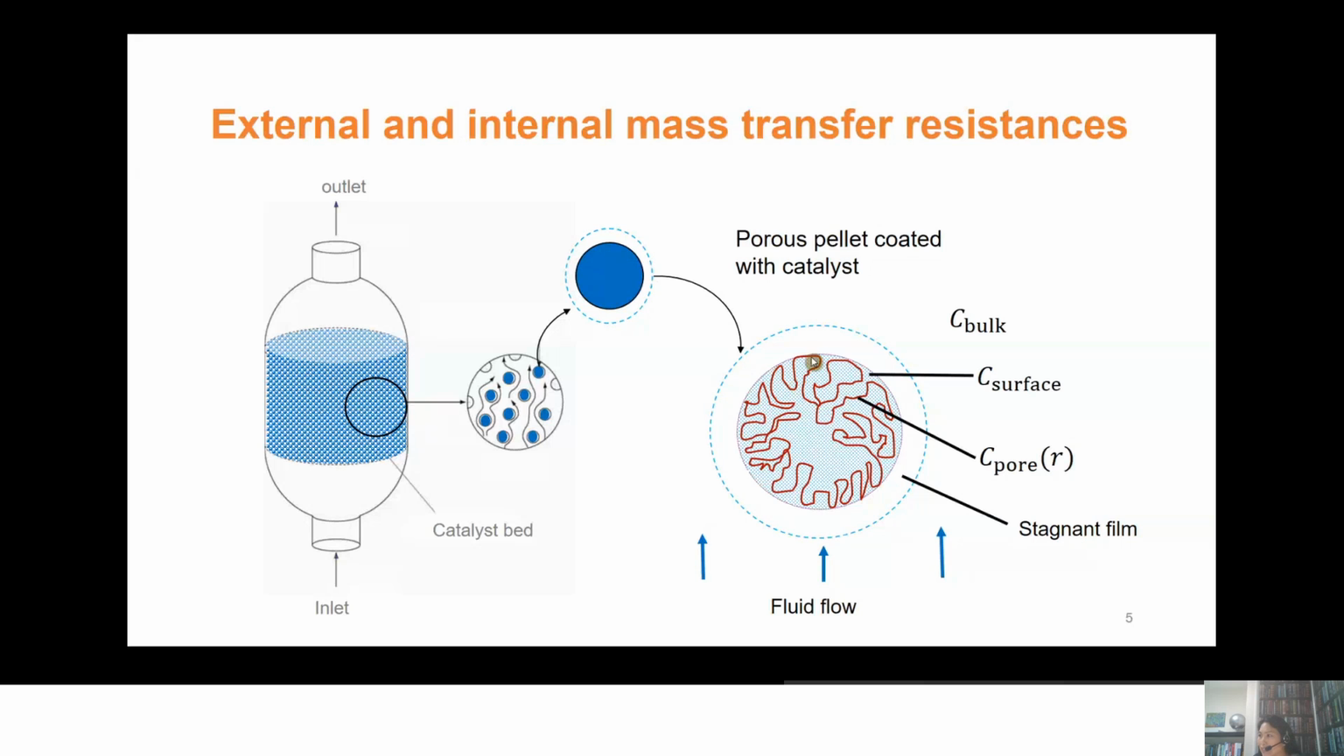Okay, so this picture shows in more detail the pellet and the fact that the catalyst pellet is porous. You can see the pore channel here. Inside the pore channels, we have internal mass transfer, or internal diffusion.